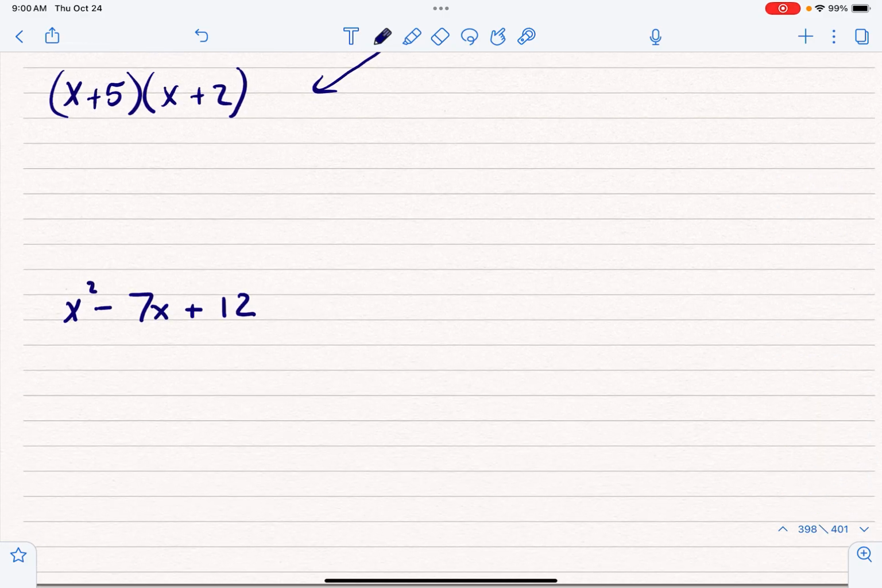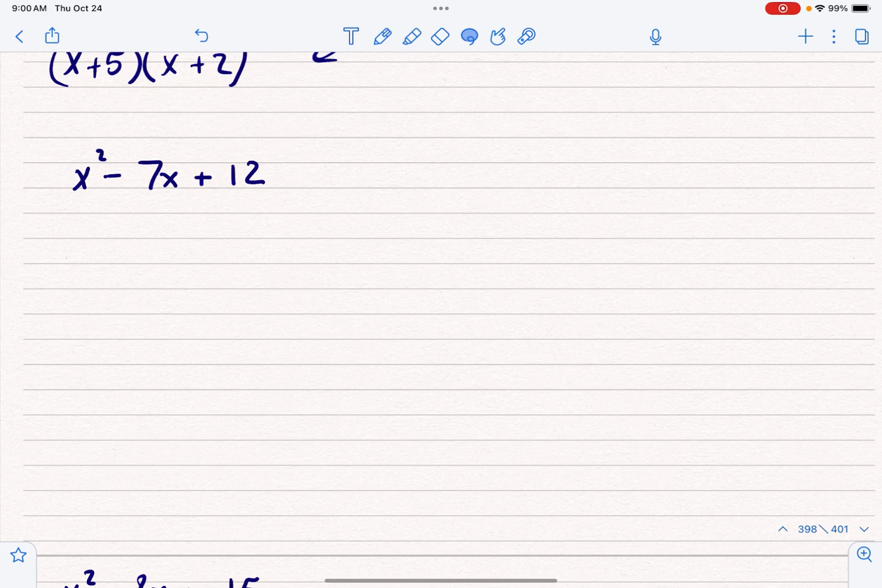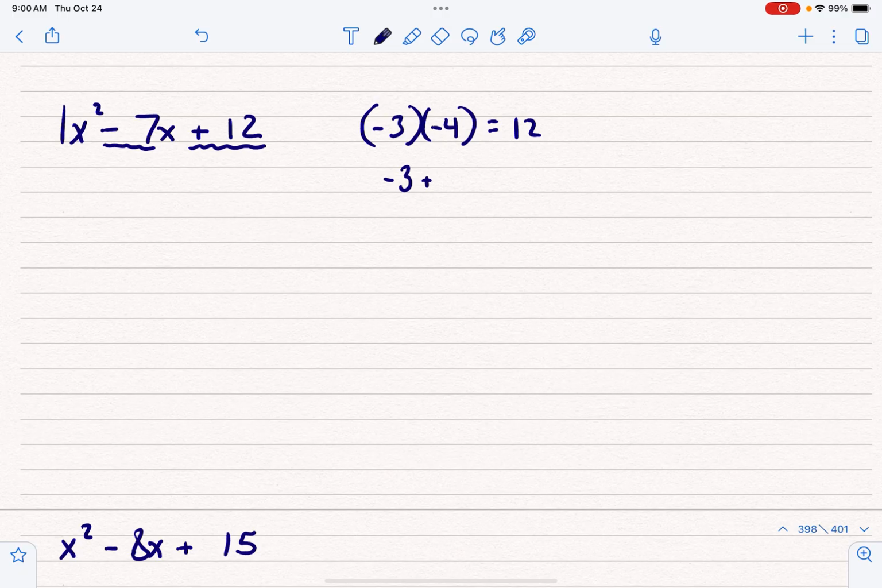Okay, and this is no different if it was subtraction. Here is one where you've got a negative in the middle. Okay, and so you say, well, again, there's this 1 out front. 1 times 12 is just 12. What are the factors of positive 12 that add up to be negative 7? Well, that would be negative 3 and negative 4. When I multiply them, I get positive 12. But when I add negative 3 and negative 4, I get negative 7. So I can split that negative 7x into those two values. I can say x squared minus 3x minus 4x plus 12.